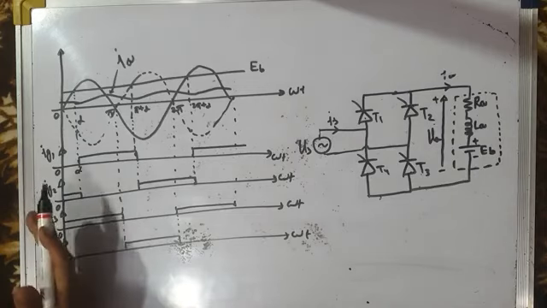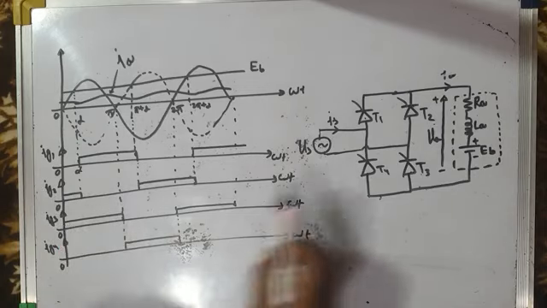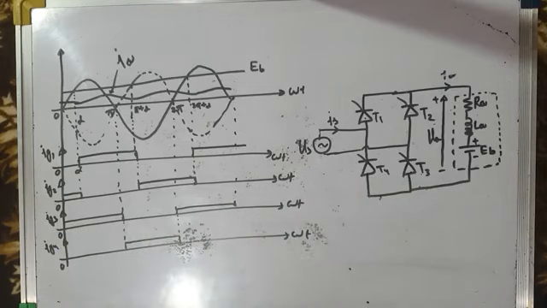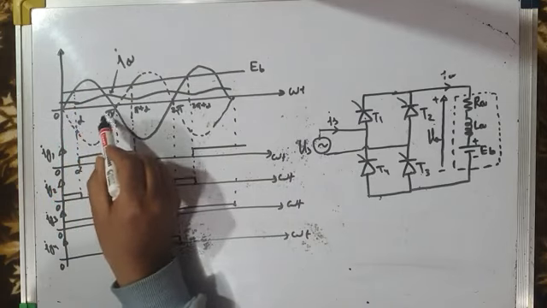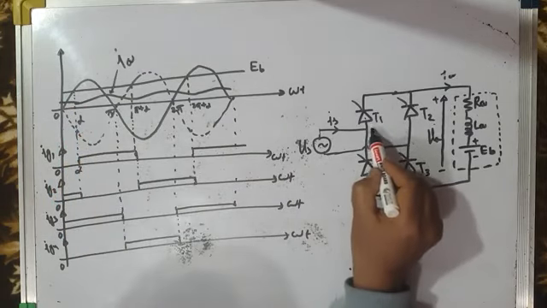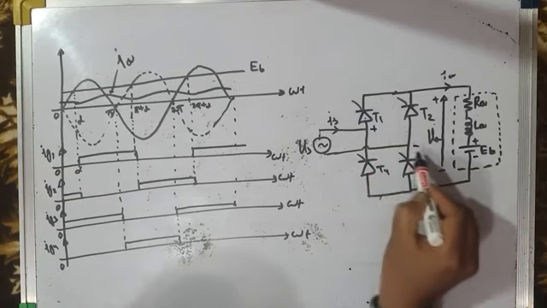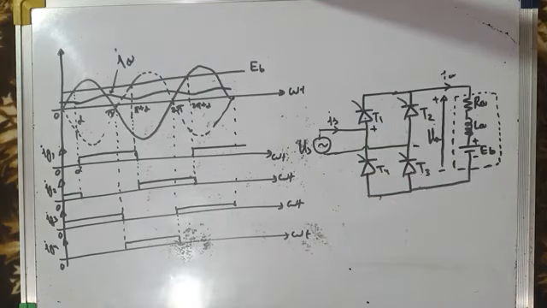Why am I advancing the issuance of firing pulse to thyristor T3? To achieve freewheeling. How do I achieve freewheeling? Let me show you. Let us consider the periods from alpha to pi. From alpha to pi, this is the positive half cycle of source voltage. This is plus, this is minus. So T1 and T3 pair should be fired.